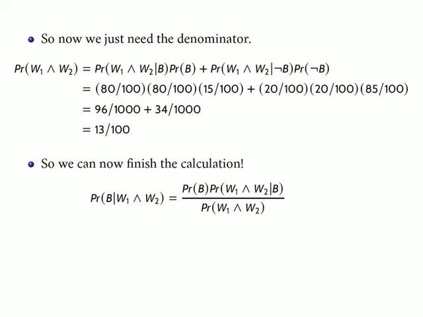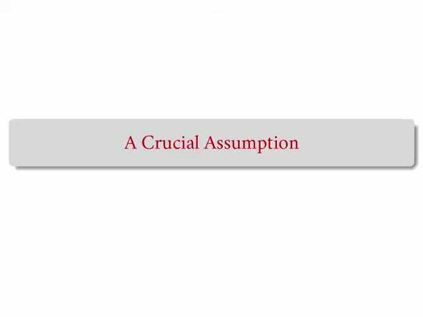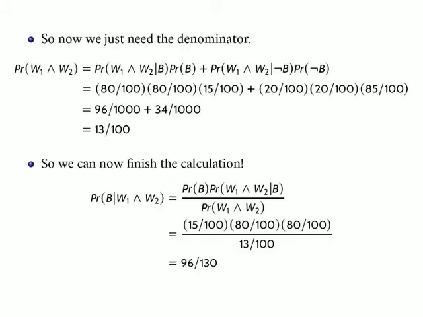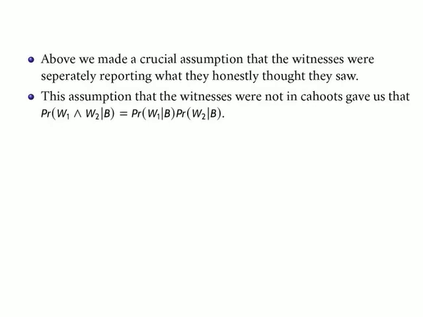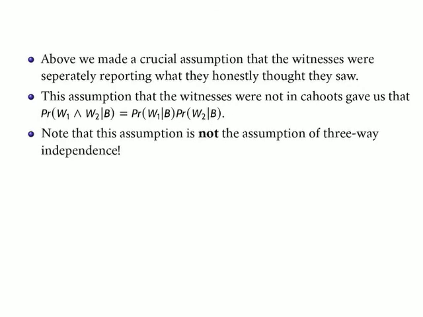So now I want to think a bit more about that assumption, and this is the crucial assumption which we've made in solving this question. So we made the assumption that the witnesses were separately reporting what they honestly thought they saw. So this assumption that the witnesses were not in cahoots gave us that the probability of both witnesses saying it was blue, given that it was, equals the probability that the first says it's blue, given that it was, times the probability that the second says it's blue, given that it was.